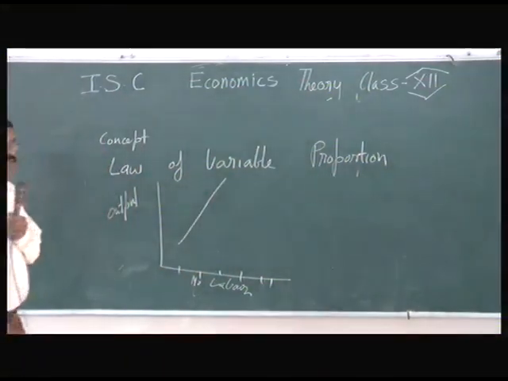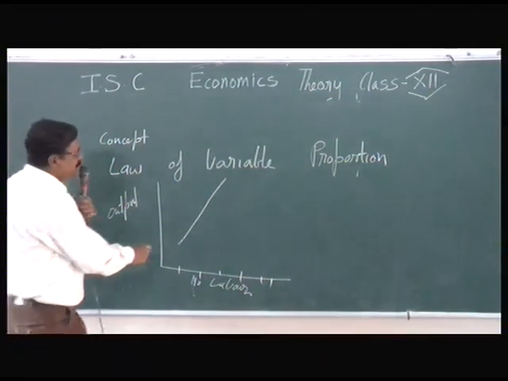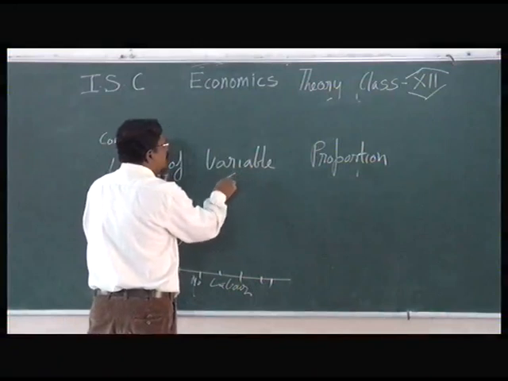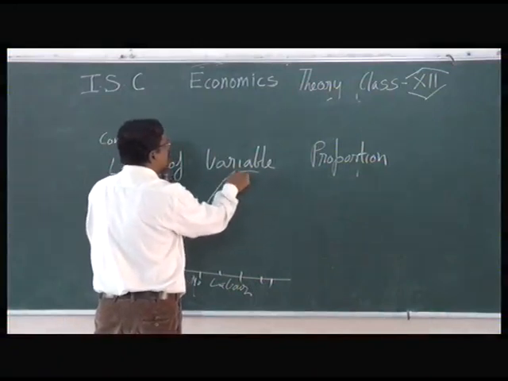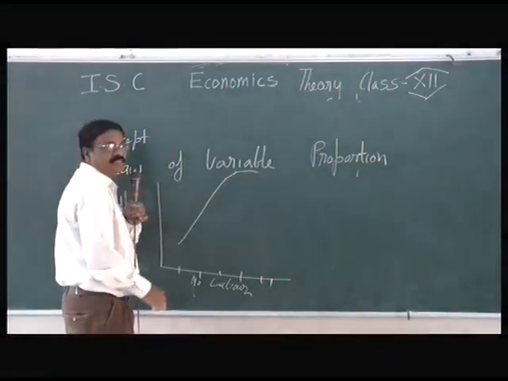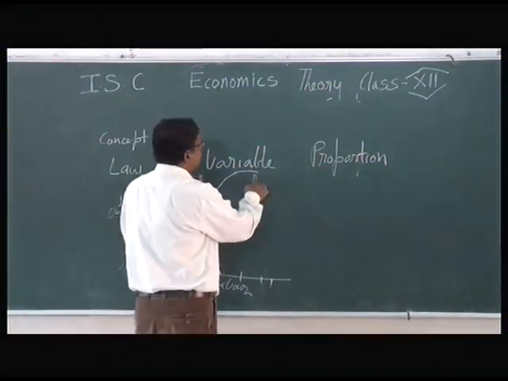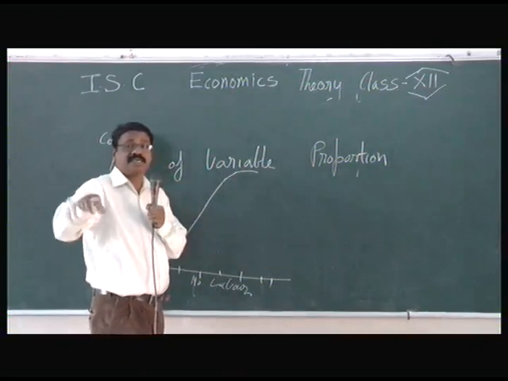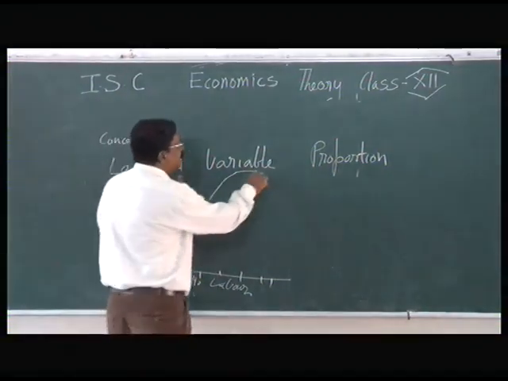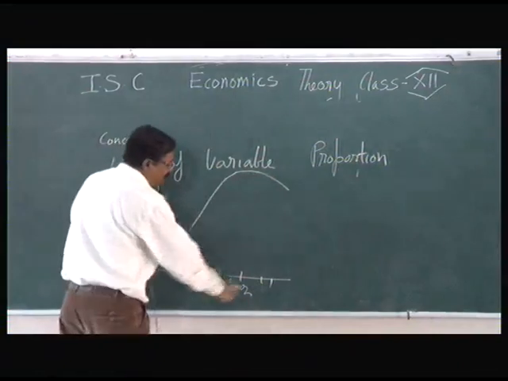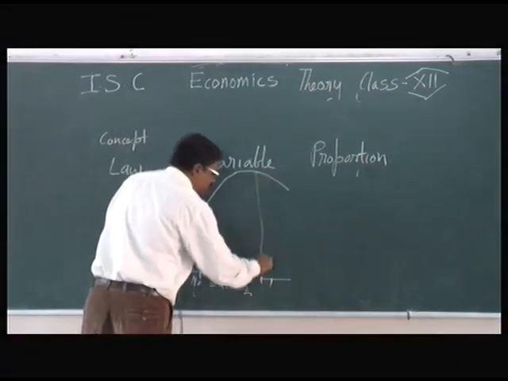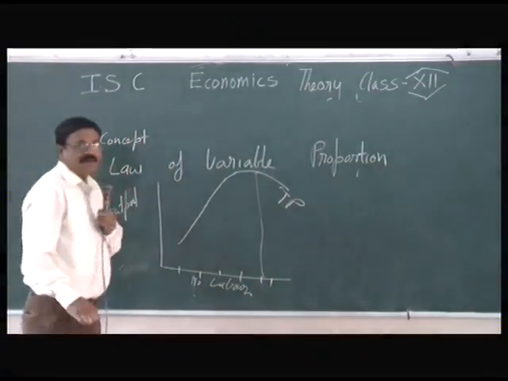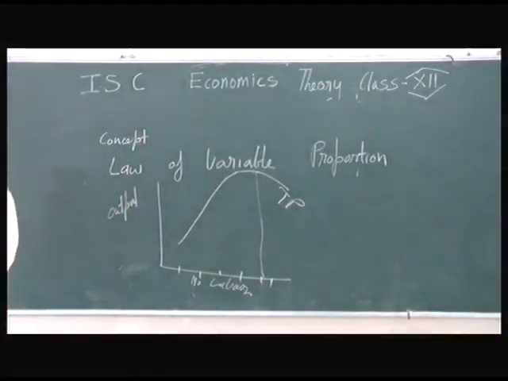We increase the variable input, number of labor, we can see the steep increase in the output, and then there is diminishing returns. The first one is increasing returns, and then in diminishing returns, it is increasing at a decreasing rate, and then there is a fall. If the variable factor is increased, then this is the characteristic of TP. MP and AP also have the same pattern.